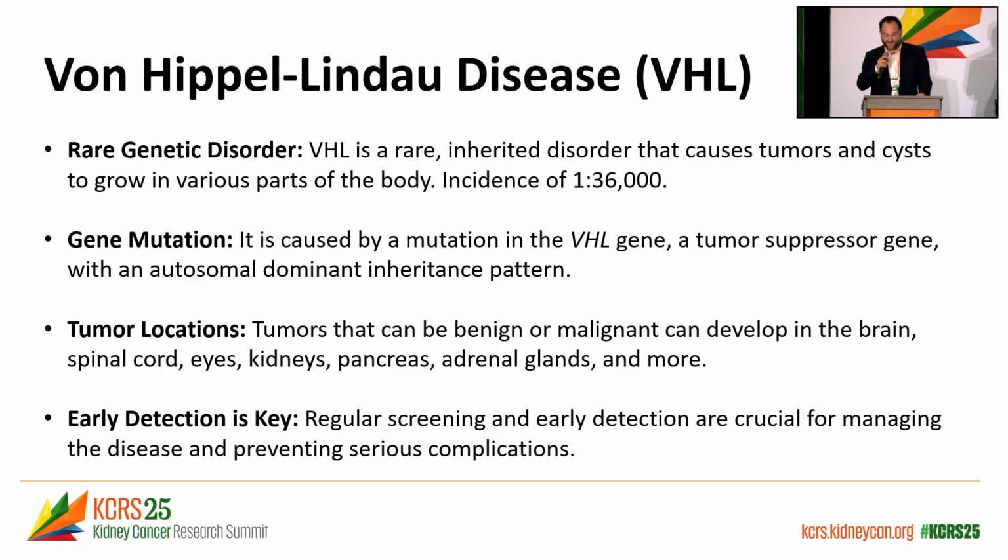It's caused by a mutation in the VHL gene, which is a tumor suppressor gene, and it follows an autosomal dominant inheritance pattern. So it affects families significantly. The tumors can be benign or malignant and can develop in up to 10 different organs, including the brain, spine, eyes, kidneys, pancreas, and adrenals. Early detection and regular screening are crucial for managing VHL and preventing more serious complications.